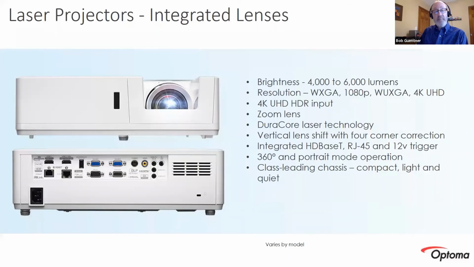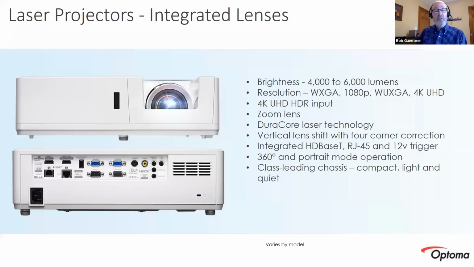These models accept the incoming 4K signal and convert it to the projector's native resolution. The key benefit of accepting the 4K HDR input is that the projector will output superior HDR color gamut. These models feature 1.6 times zoom. Also, they feature the Optoma DuraCore laser technology, just like the higher end products. And many have vertical lens shift and 4-corner geometry correction.